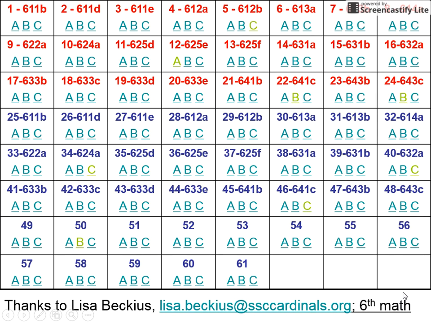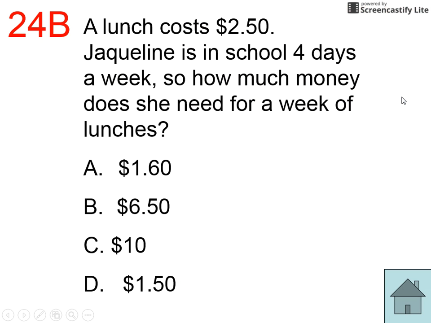Okay, now we've answered all of the questions, so please put away all pencils, take out a grading utensil, trade with someone at your table, and let's go through these. All right, the first one was 24B. For 24B, I would have to multiply 4 times $2.50, and the answer would be C, $10. So if they got it correct, leave it alone. If they got it incorrect, just draw a line through whatever letter they wrote.